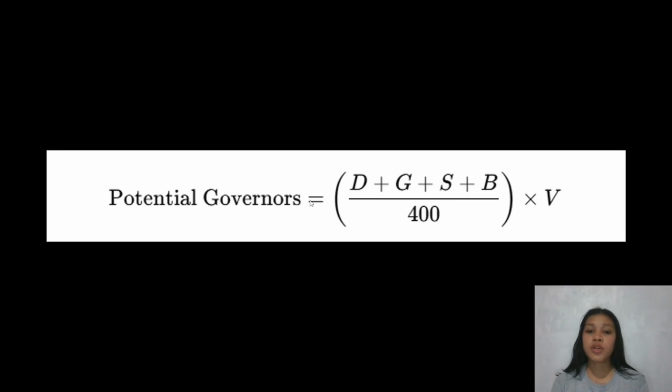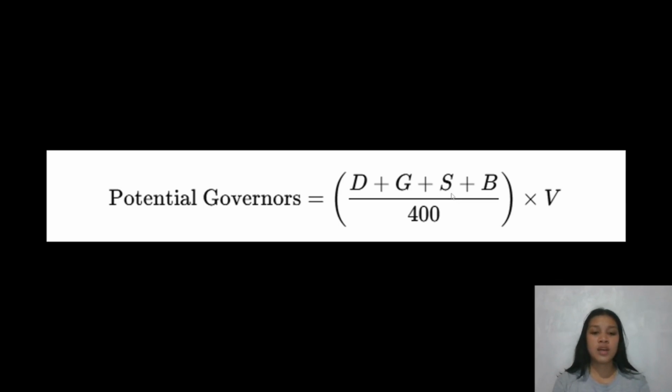So the potential governor is equal to (D + G + S + B) / 400 times B. So where did the 400 come from? The 400 is the maximum possible sum of the 4 factors D, G, S, and B, each ranging from 0 to 100. This ensures a normalized value between 0 and 1, making the computation fair and scalable before multiplying by B to determine the final number of regions.